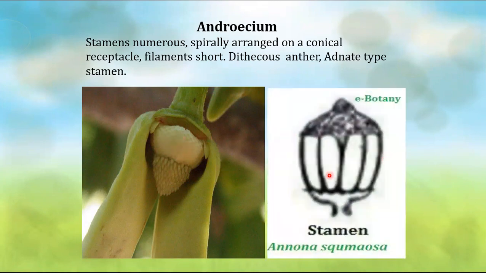Now look at the structure of a stamen, okay. The filament is too short. This is the filament, too short, and dithecous anthers. In the above slide we are discussing the dithecous anther. That means here a hood-like connective is present, so we say it is a dithecous anther, and adnate type of stamen. That means adnate, the short filament, okay, which is present at the basal portion of the anther, okay. So that is an adnate type of stamen.